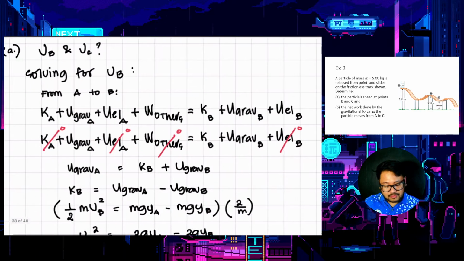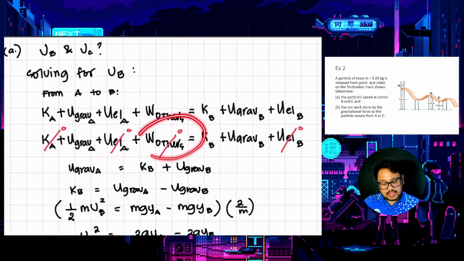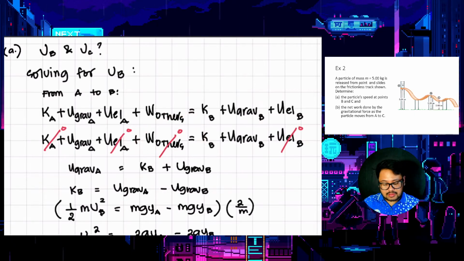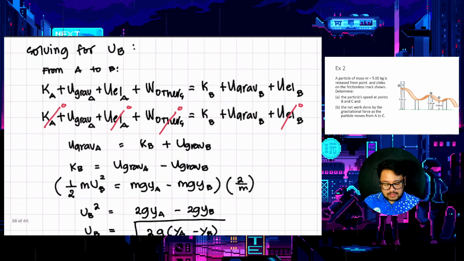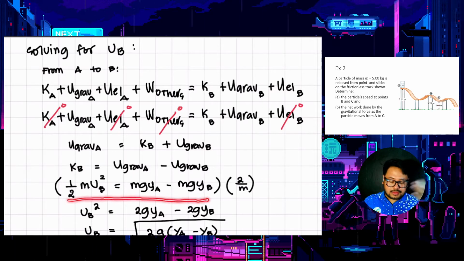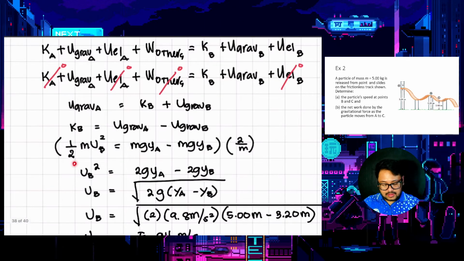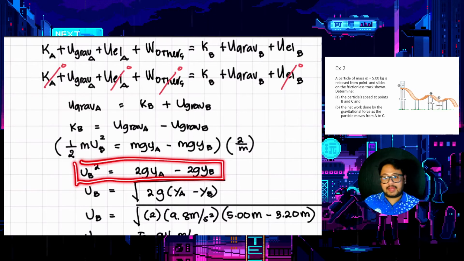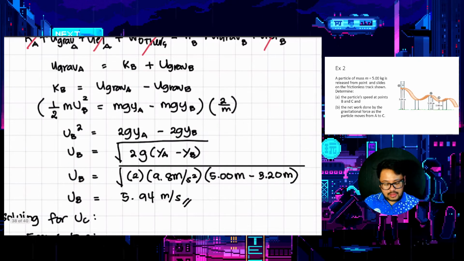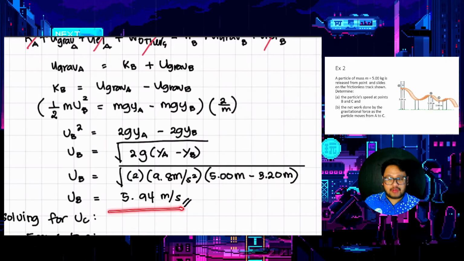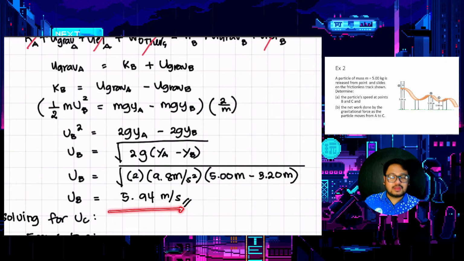This is from conservation of mechanical energy, and there is no work done by friction, so work by others is just equal to 0. So we now have this. Substituting our formula, we have 1/2 m vB squared equal to m g yA minus m g yB. Using algebra, we now have this equation. And then we find vB. So the speed at point B, by substituting all of our values, vB is equal to 5.94 meters per second.